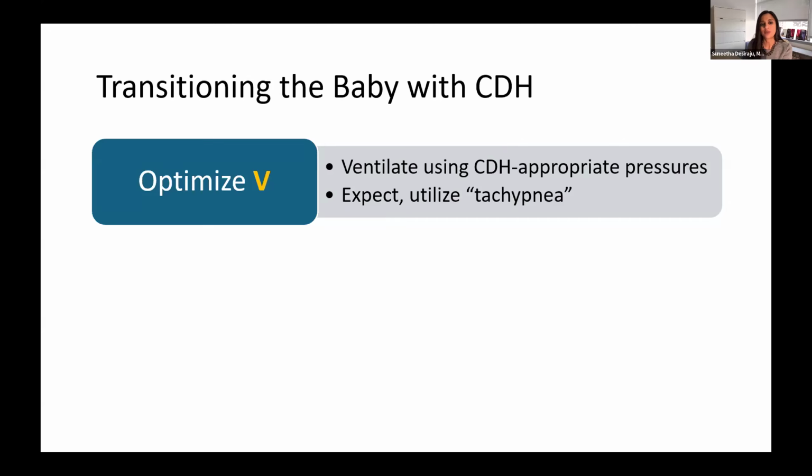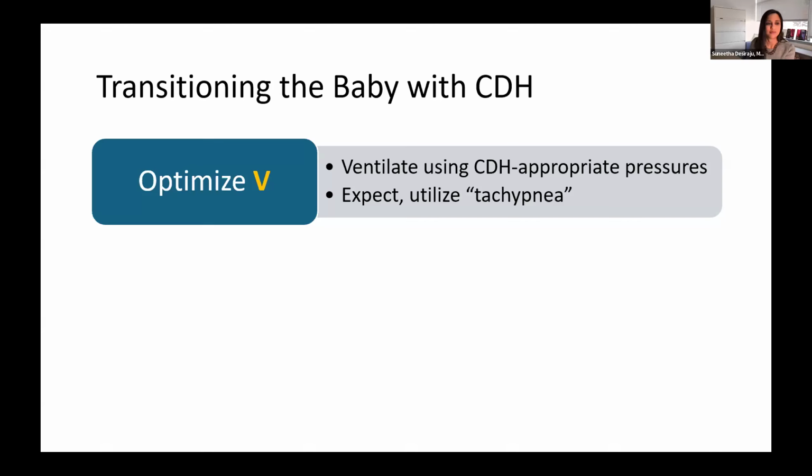We're also going to expect their respiratory rates to be high. Now, I have "tachypnea" here in quotation marks because they're tachypneic relative to the babies that go to newborn nursery. But realistically, this tachypnea is physiologic. They have less parenchyma than the structurally normal child, and therefore the tachypnea is a tool that they use to maintain minute ventilation. So we can utilize that to our advantage.